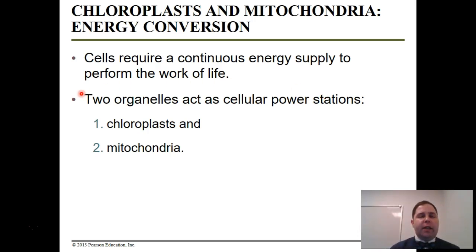The two organelles are cellular power stations, chloroplasts and mitochondria. All cells, animal and plant, have mitochondria. Mitochondria is going to allow us to turn sugar into ATP. Only plant cells have chloroplasts. They're going to allow us to turn sunlight and carbon dioxide into sugar.